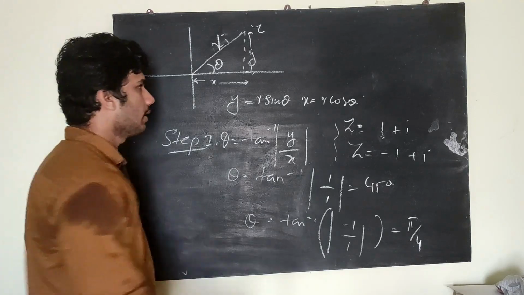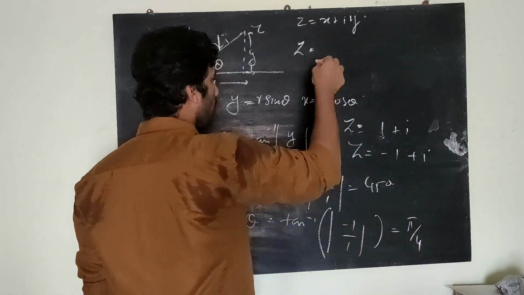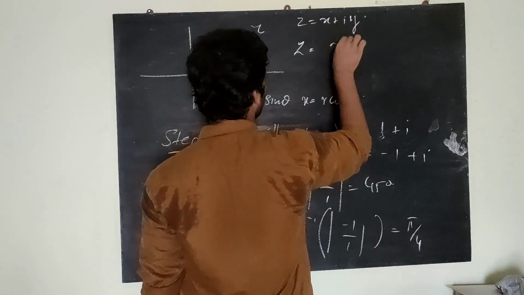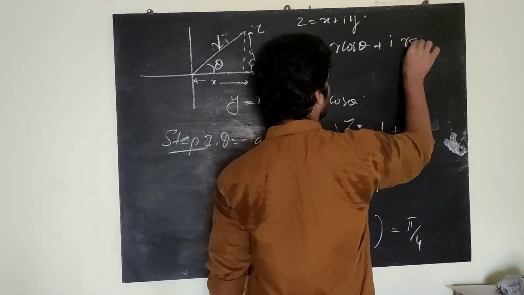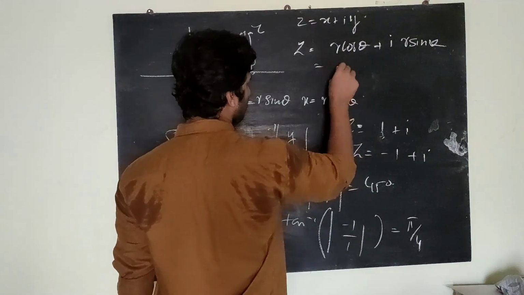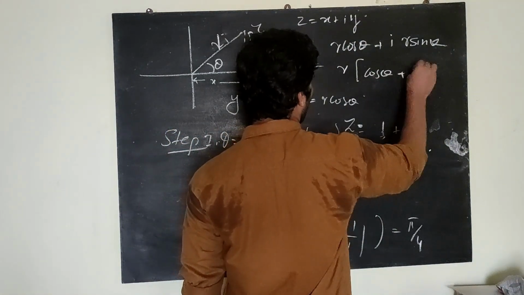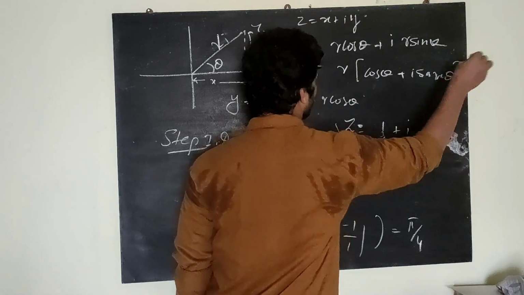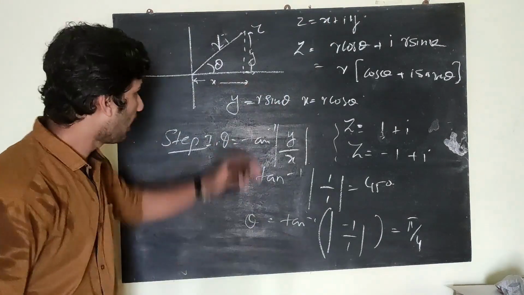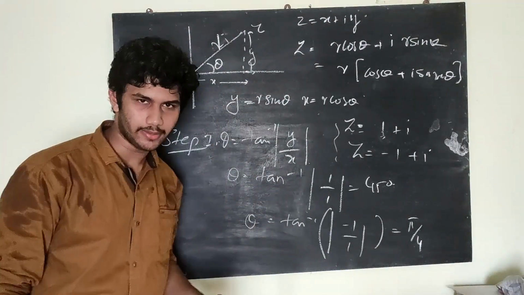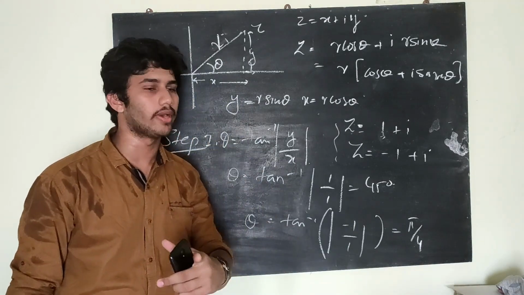What is the polar form? If z is equal to x plus iy, then in polar form x is r cos theta and y is r sin theta, so i times r sin theta. This becomes r, if I take it common, cos theta plus i sin theta. Is that clear? Now, what is r? r is the mod z value, right? It is the distance to the origin. That means root of x square plus y square.